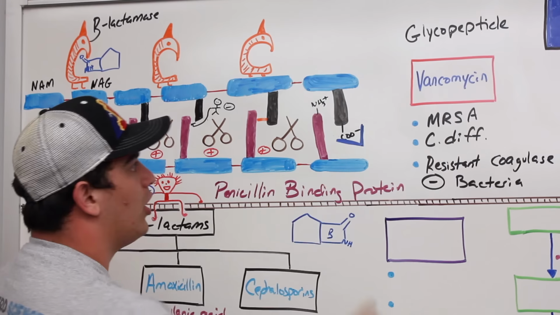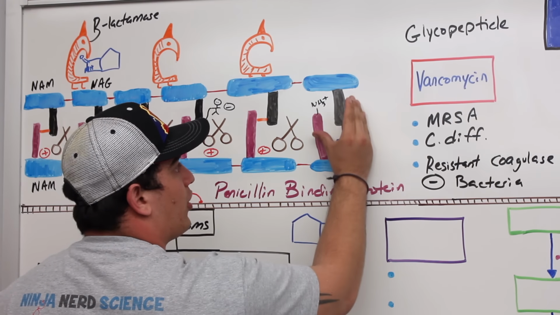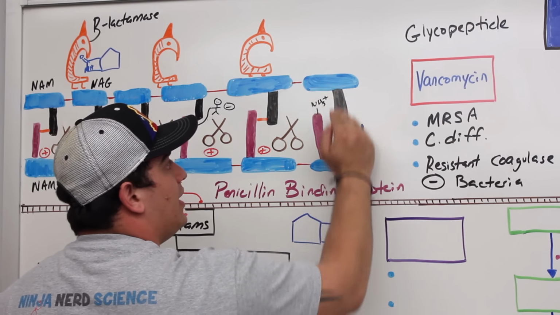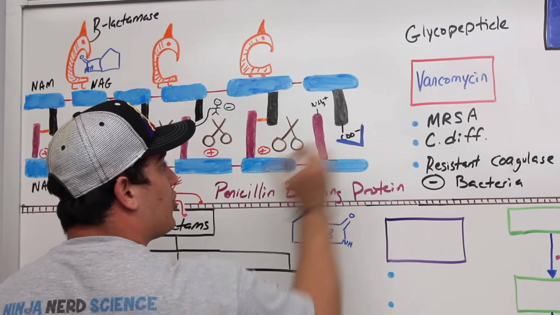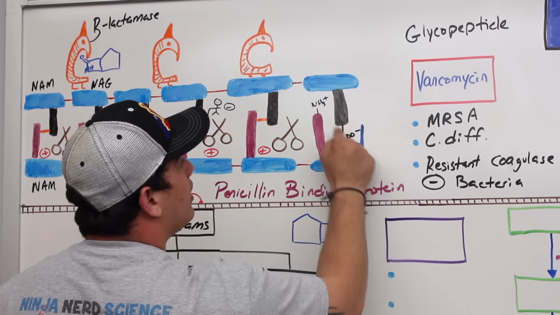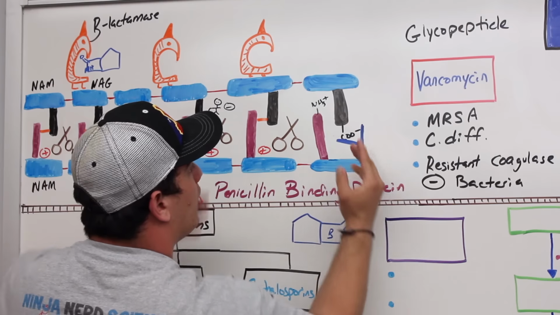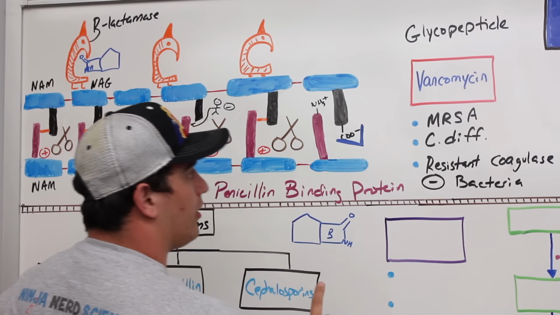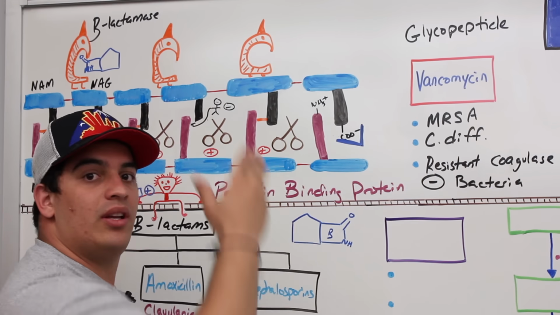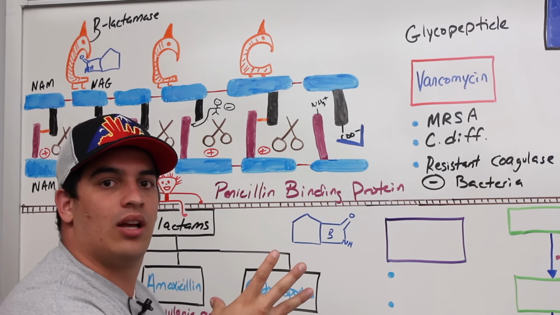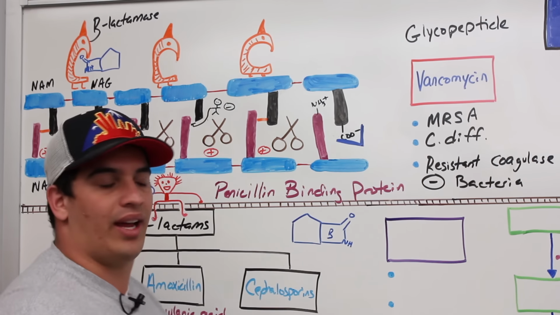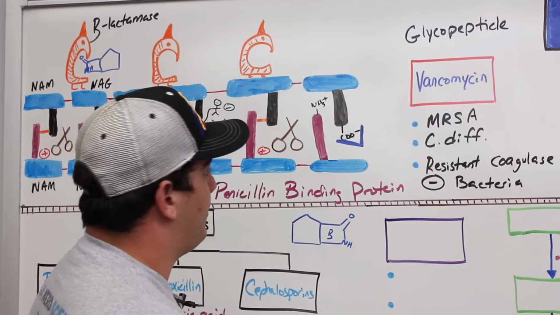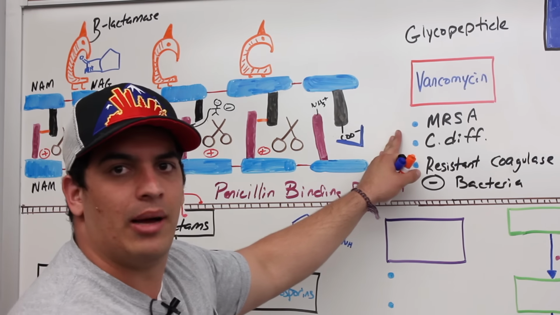Okay, so one more time. What is Vanco doing? It's binding onto the carboxyl end of these peptide chains. As it binds onto the carboxyl end, it sterically hinders this amine group from being able to form a peptide bond. And as a result, the cell wall is disrupted, water enters in, and the cell lyses. So it's a bactericidal antibiotic. Okay. So we covered our glycopeptides.